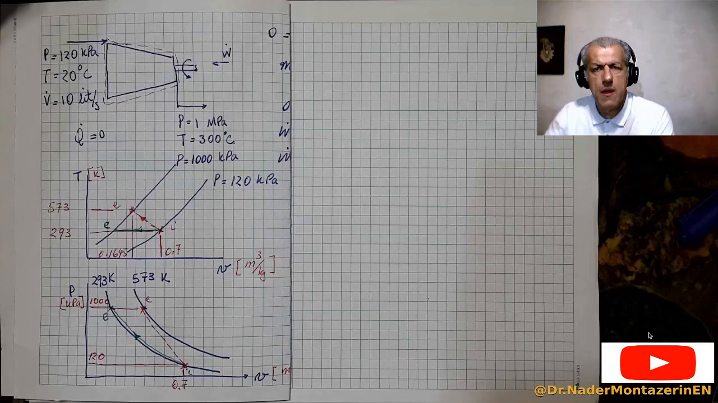Greetings. In the previous video, we learned from the mass conservation and the first law of thermodynamics, and now we move to the second law of thermodynamics and the availability equation to see what they have to teach us. How would the second law of thermodynamics look for this compressor?